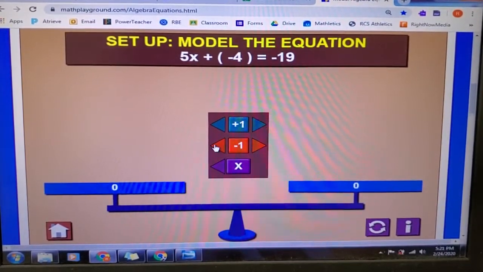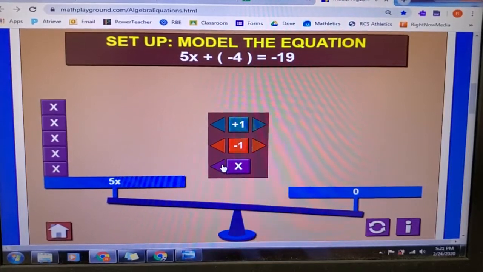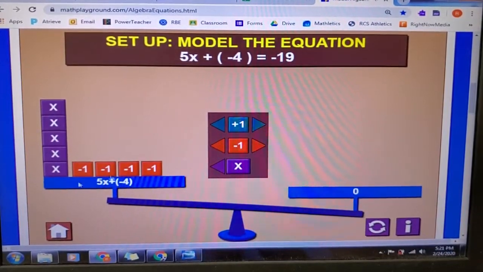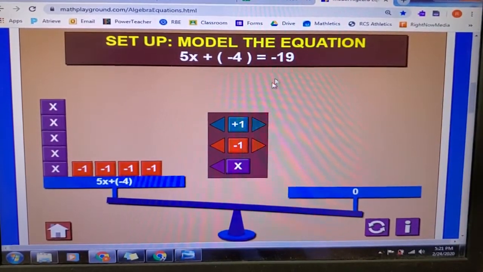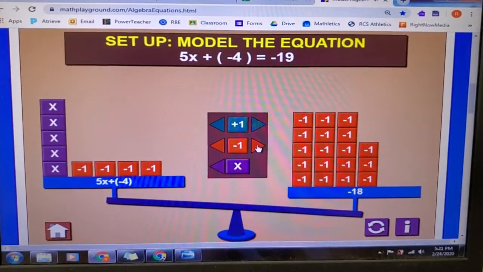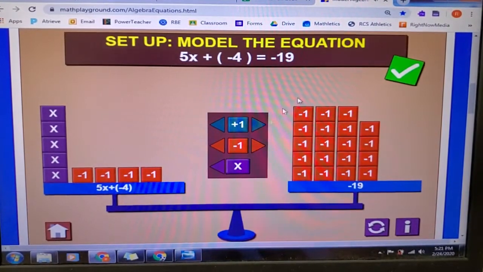We see 5x, so let's put 5x's over on that left side of the equal sign. And then plus negative 4, so subtracting 4 or plus negative 4, we're going to put 4 negatives over there. And this is the same thing that's up here on the left side. And on the right side is negative 19, so I'm going to click that a few times. And there we go, it's equal.